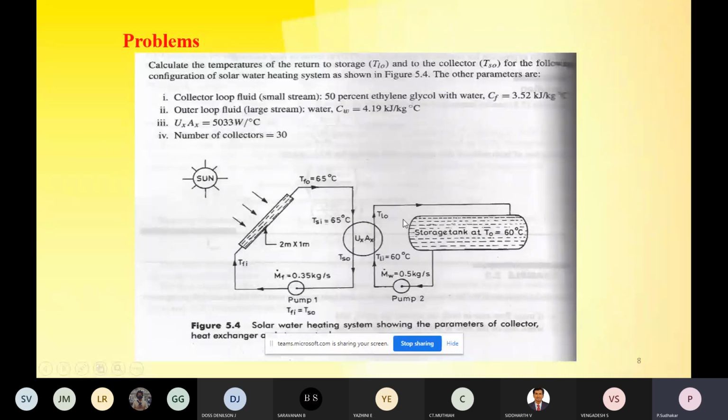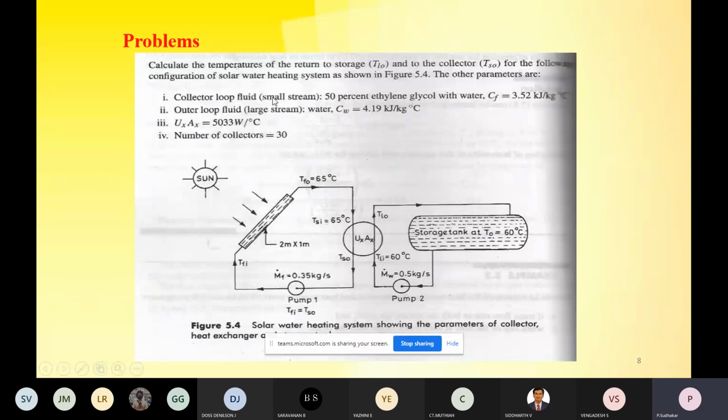By going through the problem, we'll see what is given. Calculate the temperatures of the return to storage, that is TLO, and to the collector, TSO. This is the outlet of the heat exchanger that goes into the storage tank, so we have to find TLO. Then this is the outlet of the heat exchanger which goes into the collector. This is TSO. So we have to calculate TLO and TSO for the following configuration of solar water heating system given in this figure.